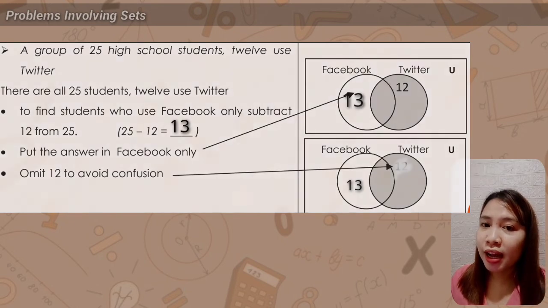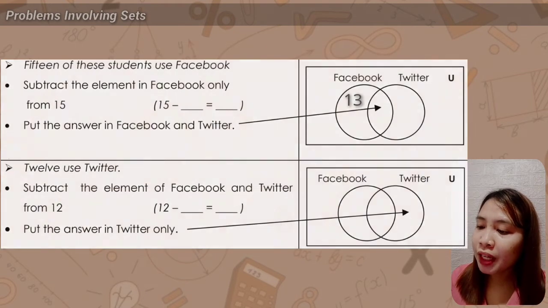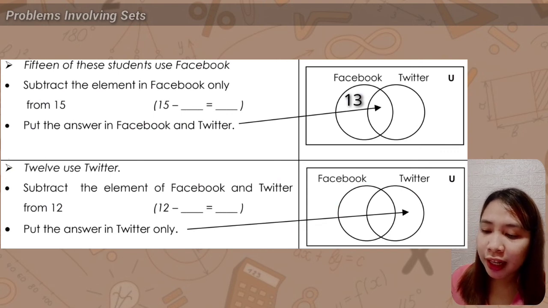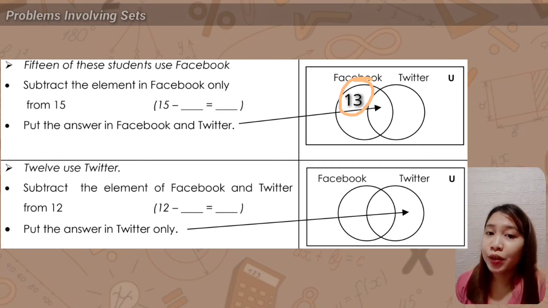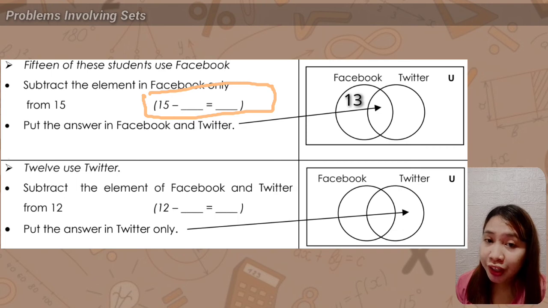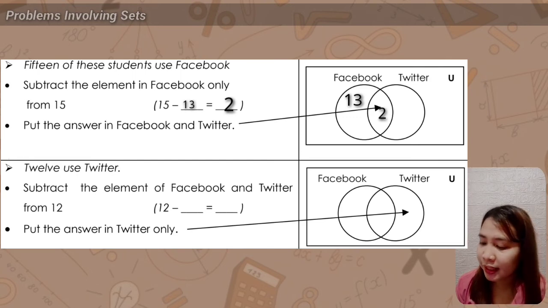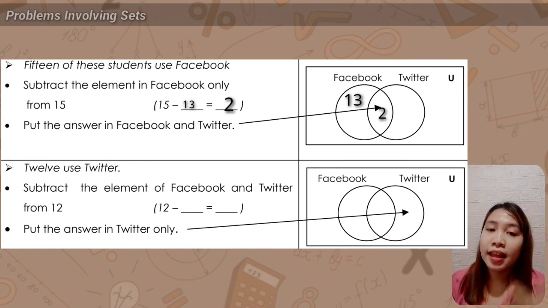Doon naman tayo sa given na 15 of these students use Facebook. Since alam na natin na mayroon 13 lamang na estudyante na gumagamit ng Facebook only, so 15 minus 13 ay equals to 2 na ilalagay natin dun sa gitna ng ating dalawang overlapping circles. Which is, ito yung mga gumagamit ng Facebook at Twitter.